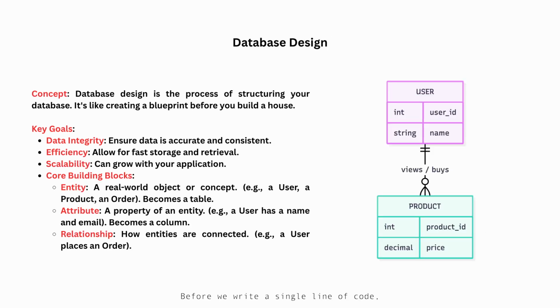Before we write a single line of code, we must design a database. This is the blueprint phase, which is extremely important. The goal is to create a structure that keeps our data accurate, is fast to access, and can handle growth. The design process starts with identifying three things.